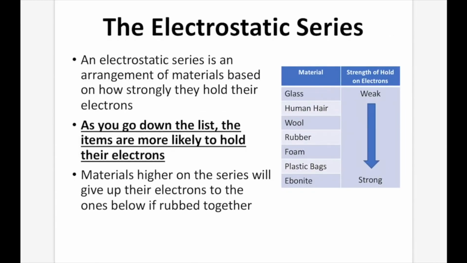An electrostatic series is an arrangement of materials based on how strongly they hold their electrons. As you go down this list, the items are more likely to hold on to their electrons. These guys down here are strong, whereas these guys at the top are weaker. Materials higher on the list will give up their electrons to the ones below if rubbed together.